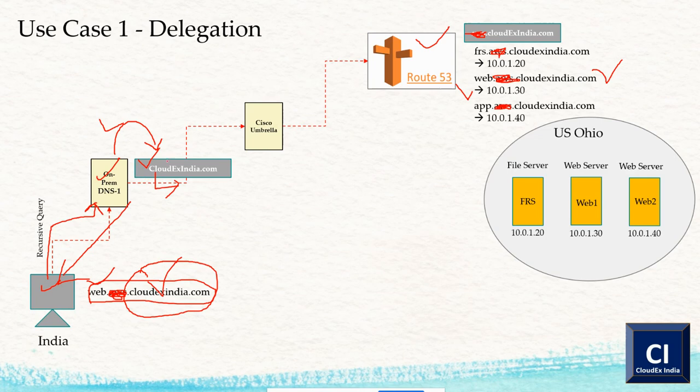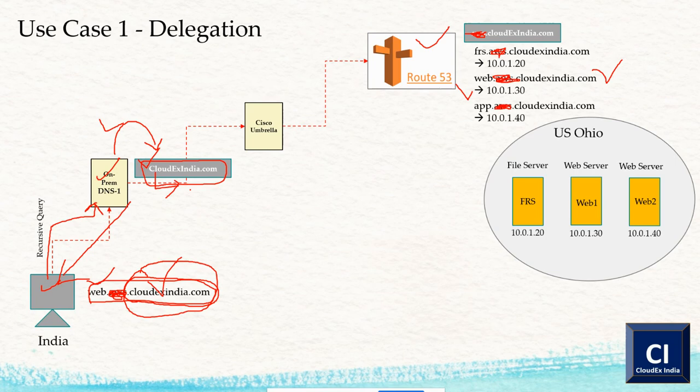So the moment you reach here, you were querying a record from cloudxindia.com, which is already hosted by this DNS server. So it says, I have the database for your query cloudxindia.com, and I searched, there is no such record. Since I have the database, I will not forward your query anywhere else because there is no such record available to me.